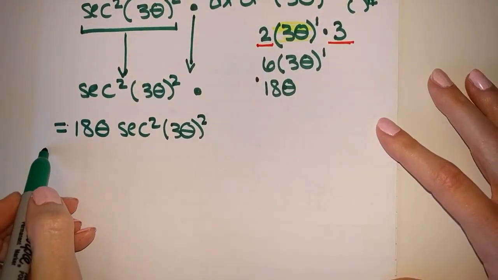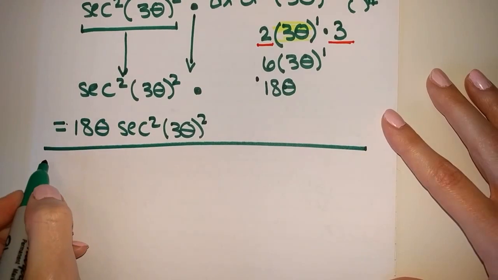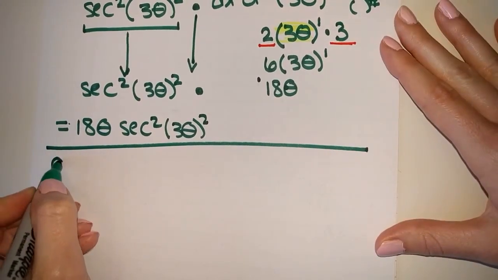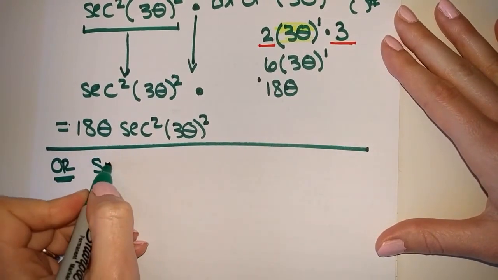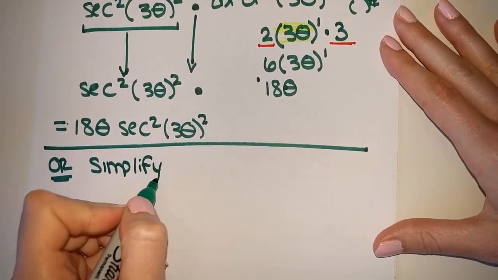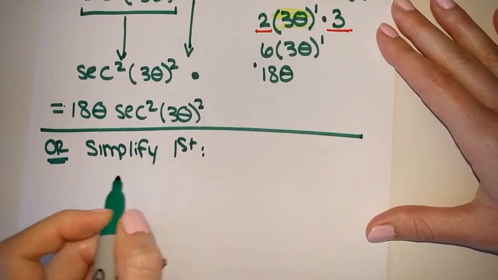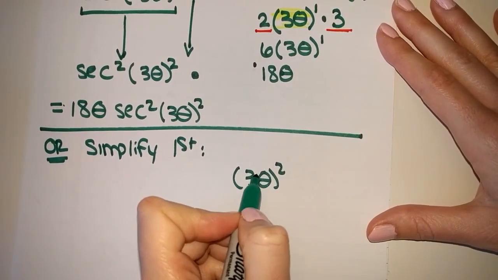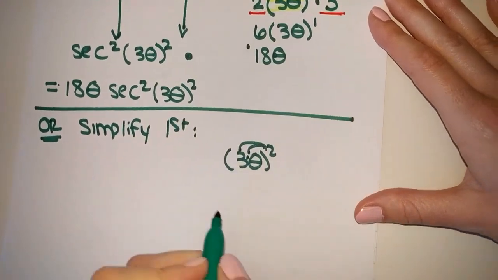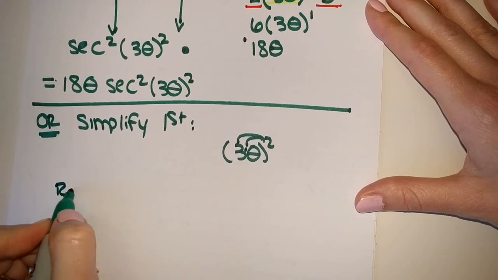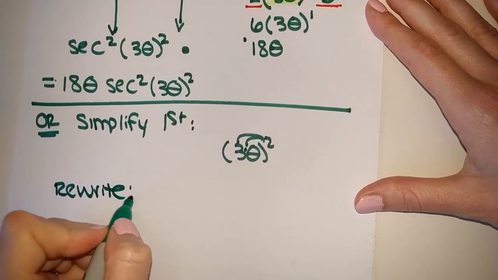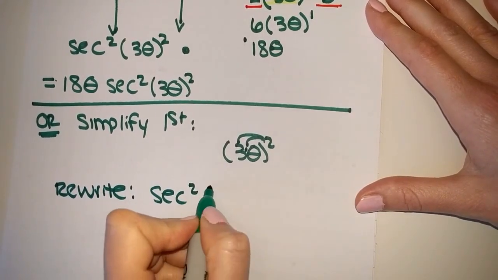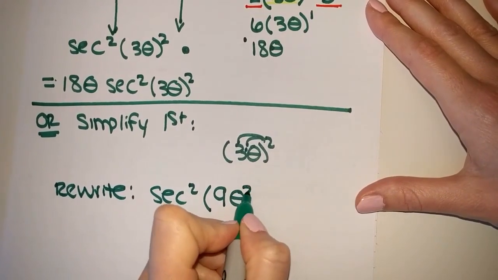One thing that I do want to mention just really quickly is that you could go through it this way, or if you wanted to, you could simplify first. And there is a simplification that happens here. You could go inside of those parentheses and distribute this 2 to the 3 and to the theta. And so then you could rewrite the problem as secant squared of 9 theta squared.